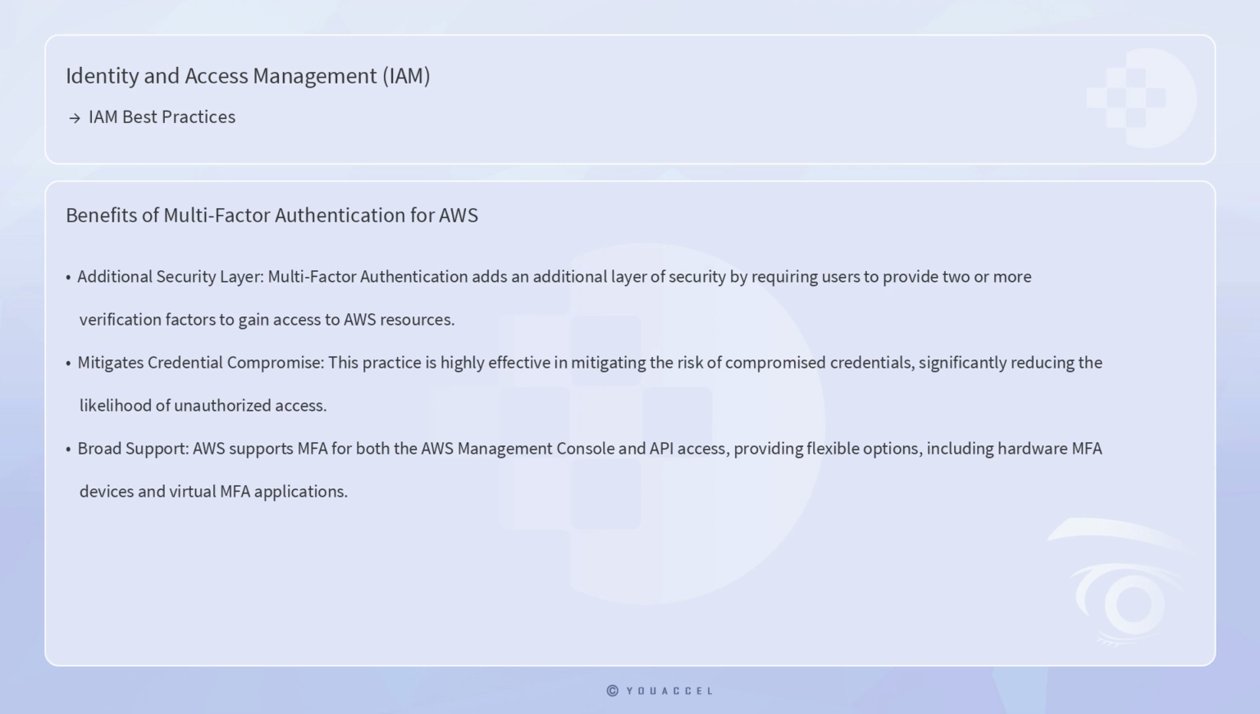Multi-factor authentication adds an additional layer of security by requiring users to provide 2 or more verification factors to gain access to AWS resources. This practice is highly effective in mitigating the risk of compromised credentials. According to a report by Verizon, 81% of data breaches are caused by weak or stolen passwords. By implementing MFA, organizations can significantly reduce the likelihood of unauthorized access. AWS supports MFA for both the AWS Management Console and API access, providing flexible options for various use cases, including hardware MFA devices and virtual MFA applications.